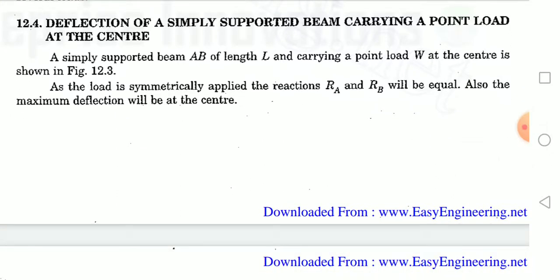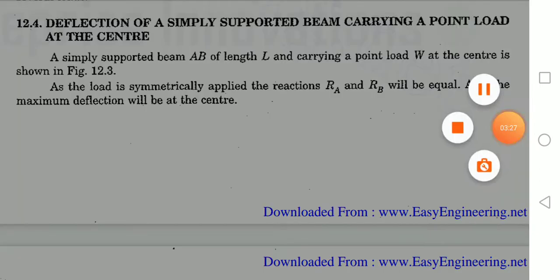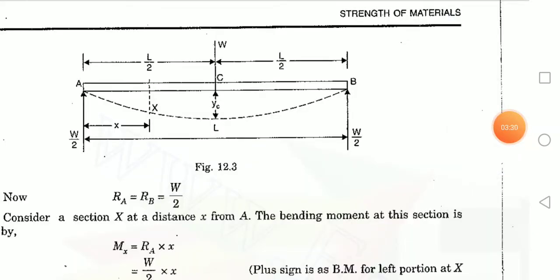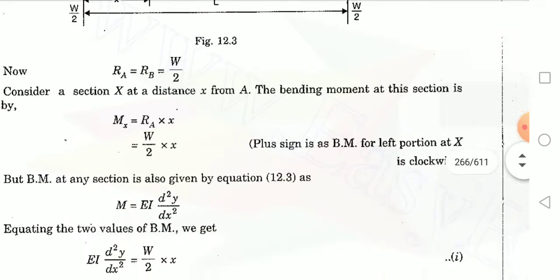So the first category is the deflection of a simply supported beam carrying a point load at the center. So this is the simply supported beam which carries a point load at its center. The load W is shared by the two simple supports. So when the load is W, the supports each carry half the load, that is W by 2 on both sides.